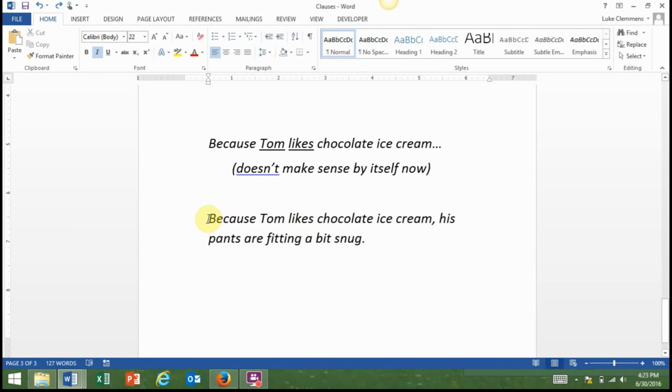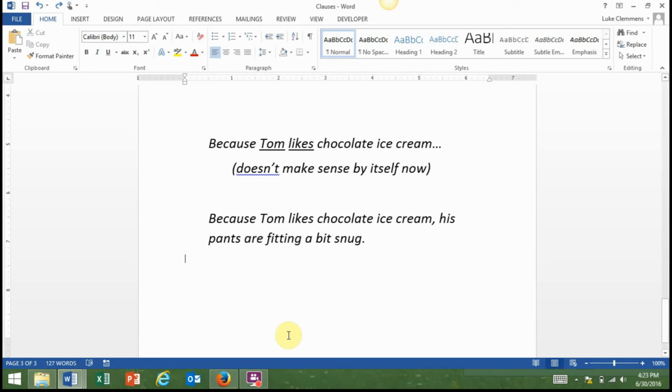So, subordinate clause up here, and then we add on this independent clause to make it make sense, to finish the thought. His pants are fitting a bit snug is an independent clause. Pants is the subject, are fitting is the predicate, and it makes sense on its own. If we just say his pants are fitting a bit snug, it's a complete thought and works as a sentence.